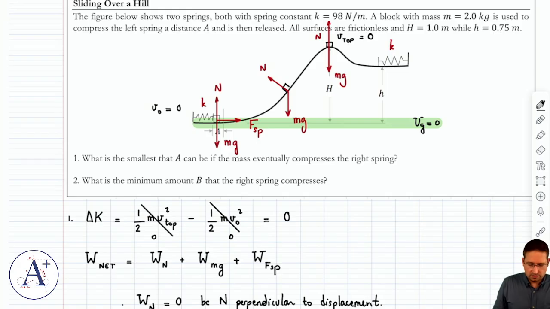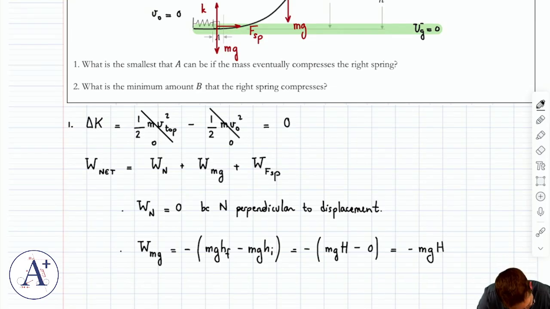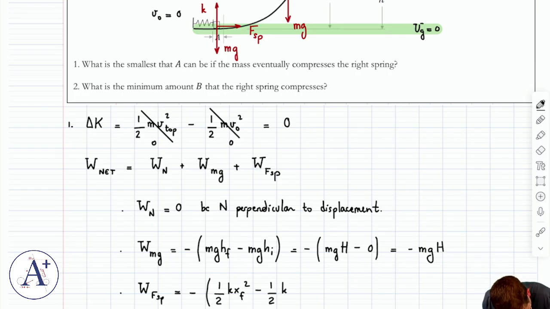That makes sense, okay? All right, and then the last term that I have to compute is the work done by the spring force. The spring force is a conservative force. I therefore have a very specific way that I compute the amount of work that it does. The work done by the spring force is equal to minus 1/2 kx final squared minus 1/2 kx initial squared.